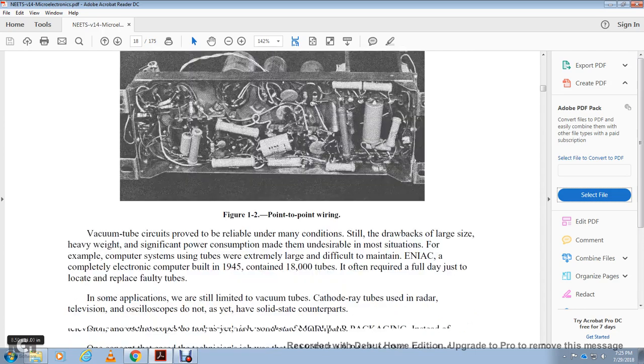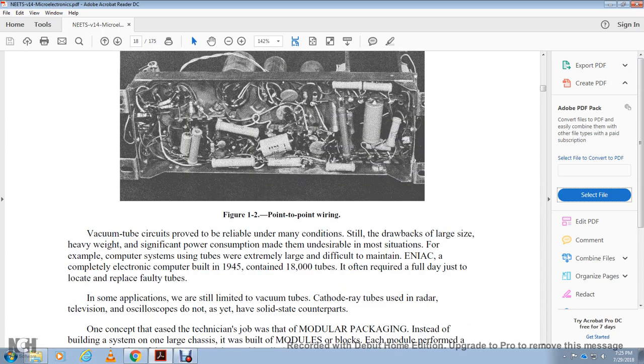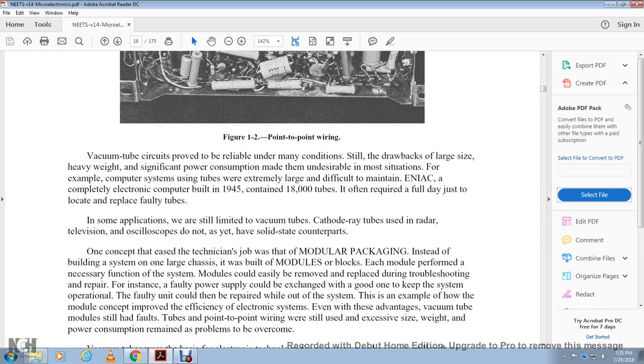Figure 1-2 shows point-to-point wiring in a vacuum tube circuit that provided reliability under many conditions. The drawbacks of larger size, heavy weight, and significant power consumption made them undesirable in many situations. For example, computer systems were extremely large and difficult to maintain. ENIAC, the first complete electronic computer, built in 1945, contained 18,000 tubes, and it often required a full day just to locate and replace the faulty tubes.